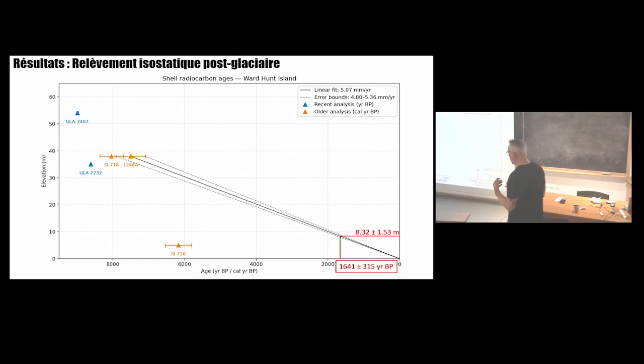So what we do, we collect pieces of wood, plants, shells on the continent, and we date them. So here we have some dates. So you have the dates 8,000 something here. And then this is 0 sea level. So that means that if we arrive at 8.32 meters, this means 1,600 years. Why are we interested in that?